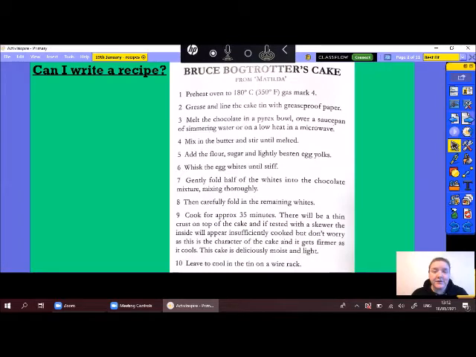Let's look at the recipe that you looked at for your task yesterday, Bruce Bogtrotter's cake, and recap what we were looking for. So the first thing I asked you to look for were imperative verbs, those bossy verbs that tell you what to do. Hopefully you've got a list of verbs that you found. These are the ones that I've found. They include melt, mix, add, and cook.